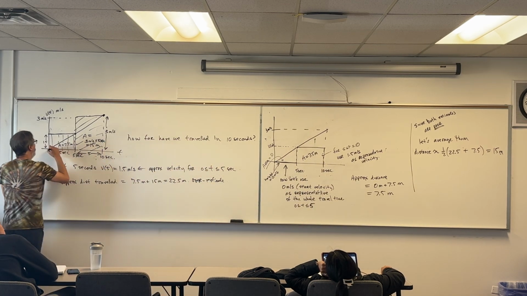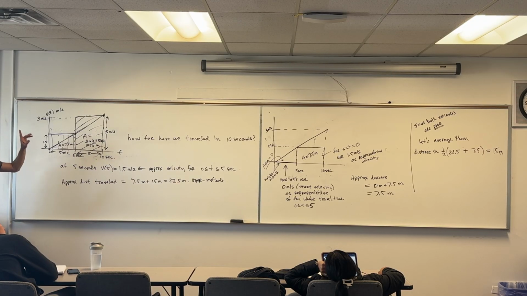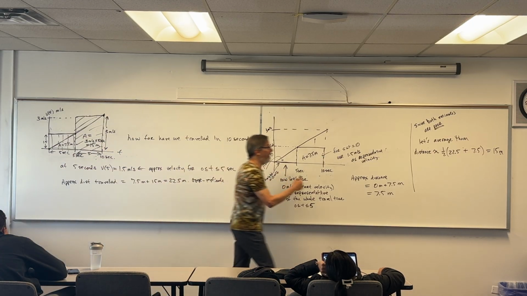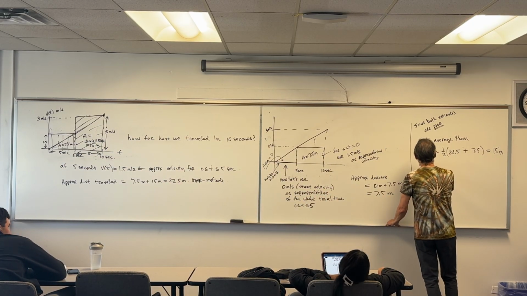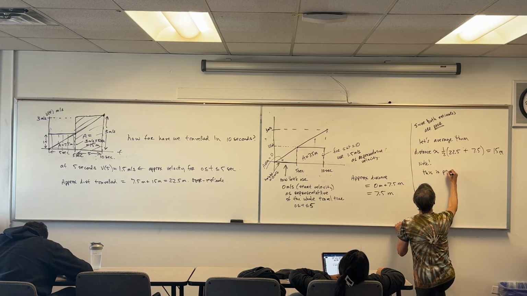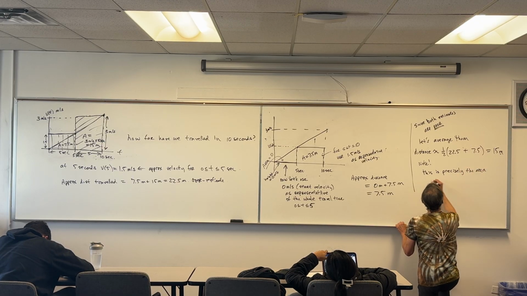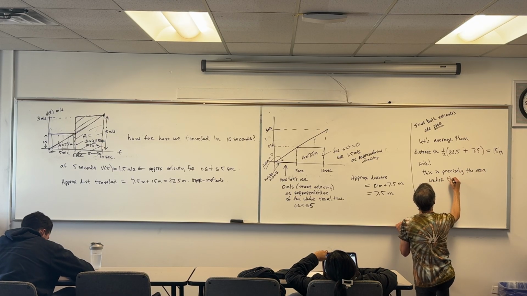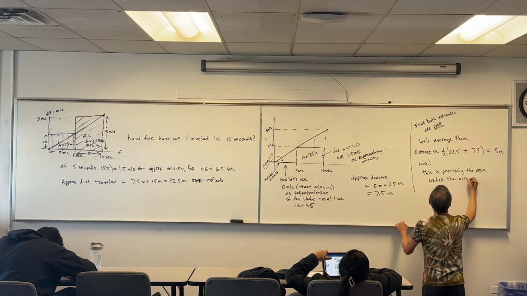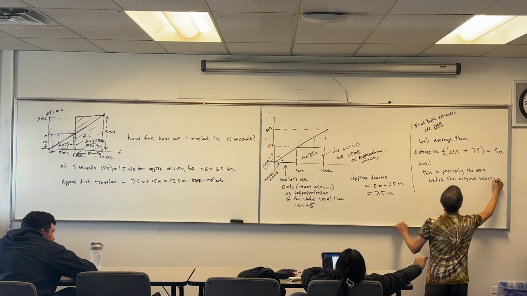What's the area of this original triangle? 15. So notice how that's exactly the area of that first triangle, which is kind of cool. So let's put a note here, note with an exclamation point. This is precisely the area under the original curve. And I'm saying curve even though it's a straight line, the original velocity curve.